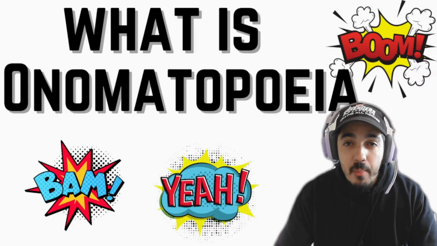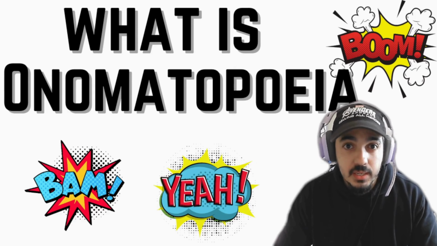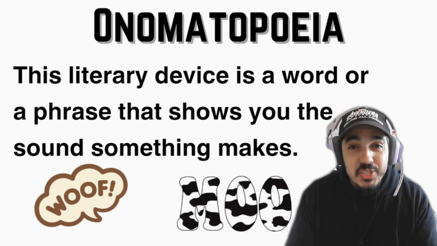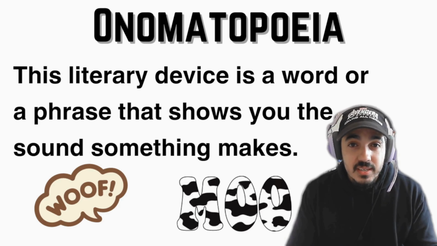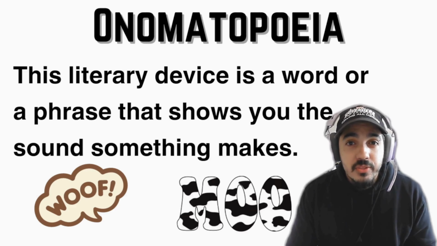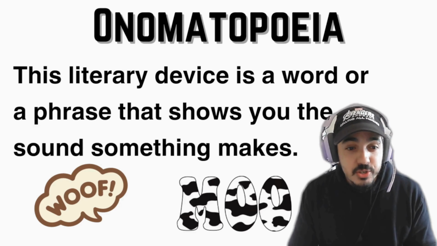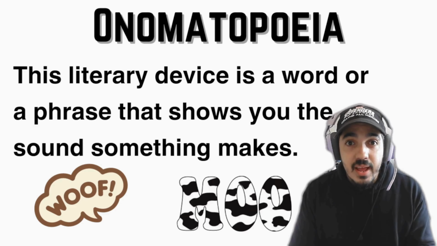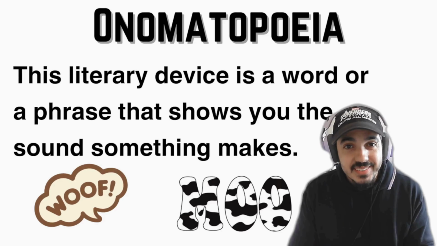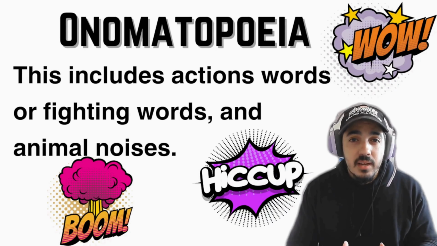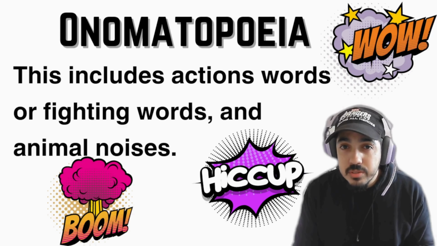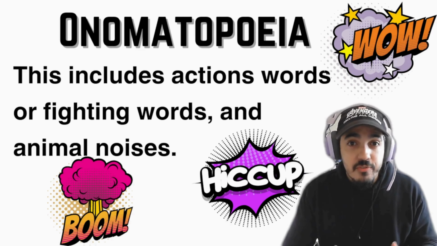In this video, I'm going to be going over what is onomatopoeia. Try to say that five times fast. Okay, so this is a literary device, which is a word or a phrase that shows the noise that something makes, right? So down here I have woof and I have moo, because those are noises that are made. So this literary device could be used for animals, for action words, for fighting words.